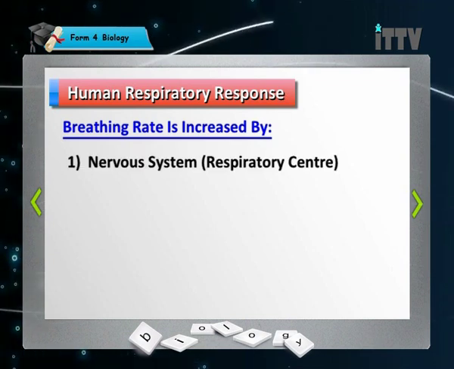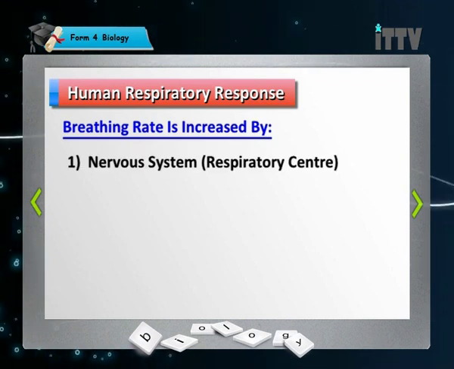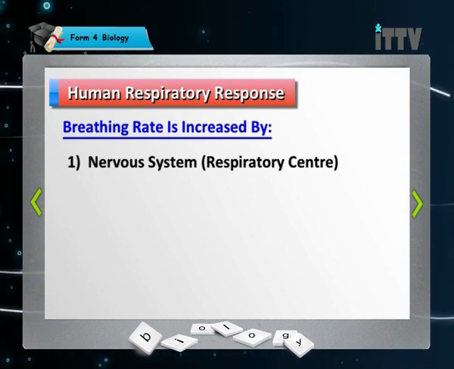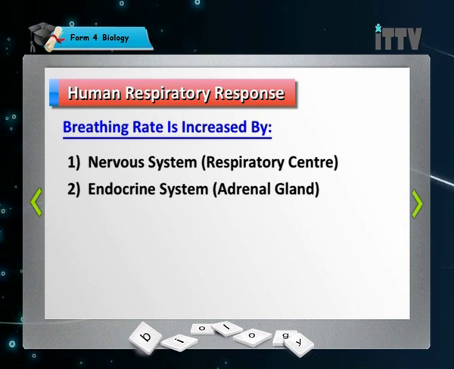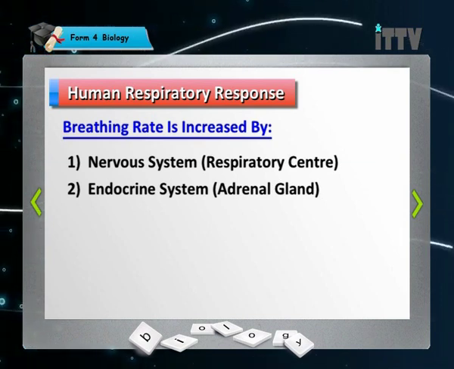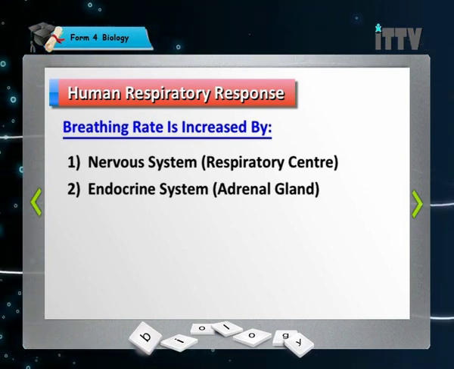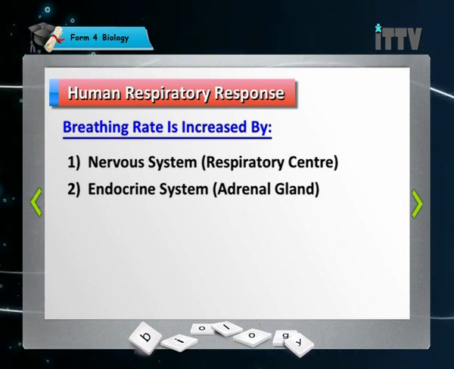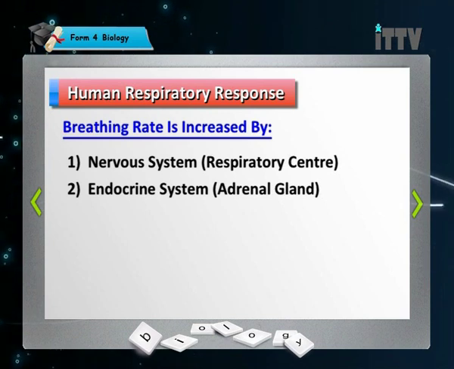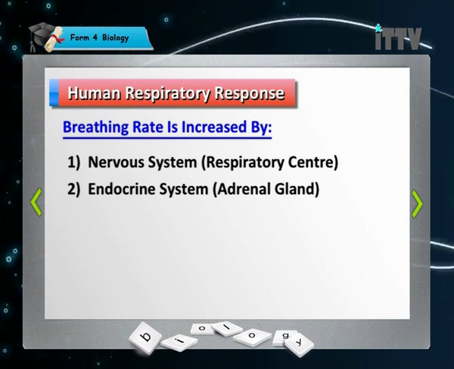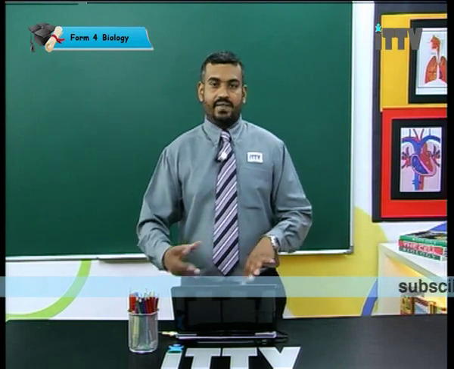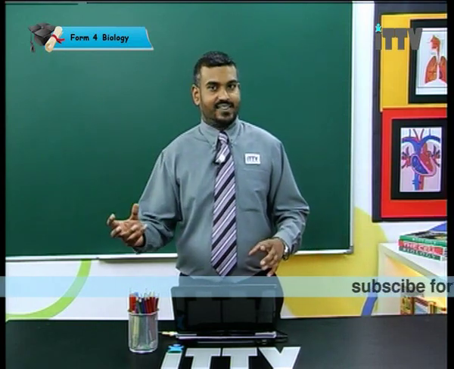First is the nervous system, which is held by the respiratory center found in the medulla oblongata. Next will be the endocrine system, which involves the usage of a gland called the adrenal gland, which is placed just above the kidney and secretes the hormone called adrenaline. Now we know that the breathing rate can be influenced by the nervous system and the endocrine system, right?